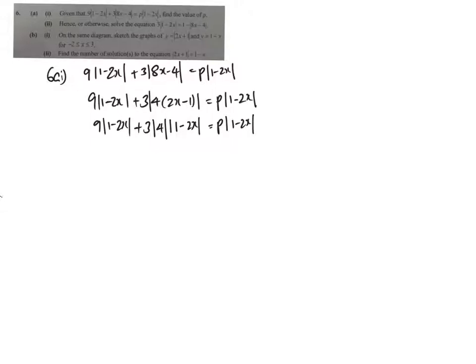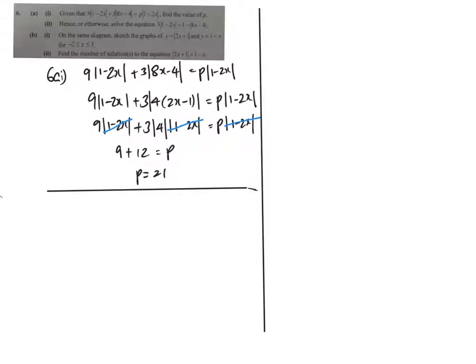Now since everybody has a 1 minus 2x, we can actually remove it. And then we just compare the value that's left. So 9 plus 3 times 12 will give me a 12 equals to p. Therefore, p is equal to 21.